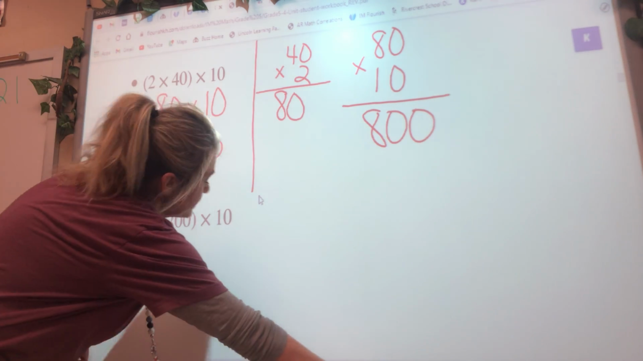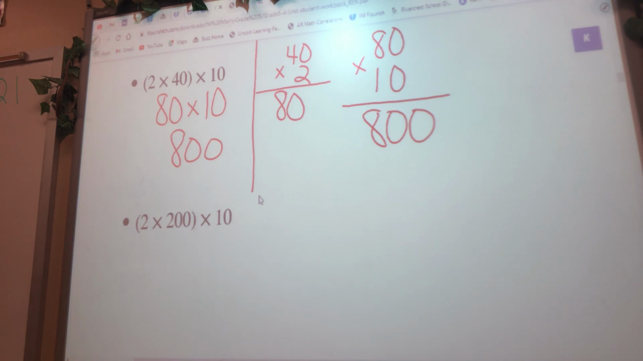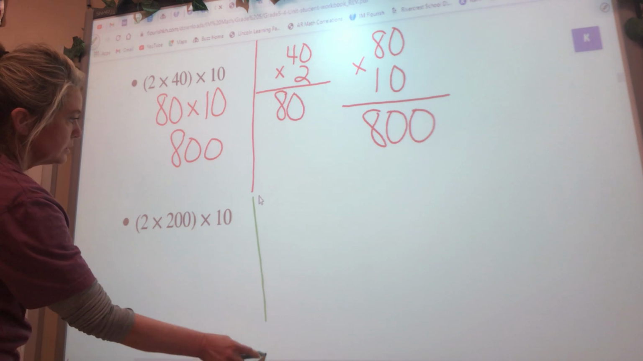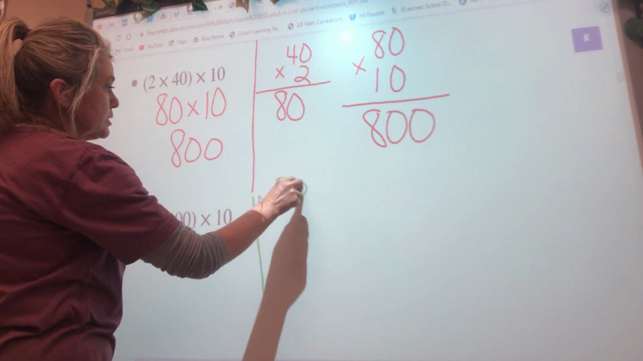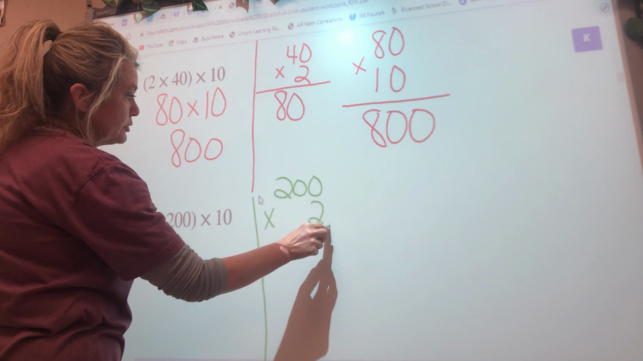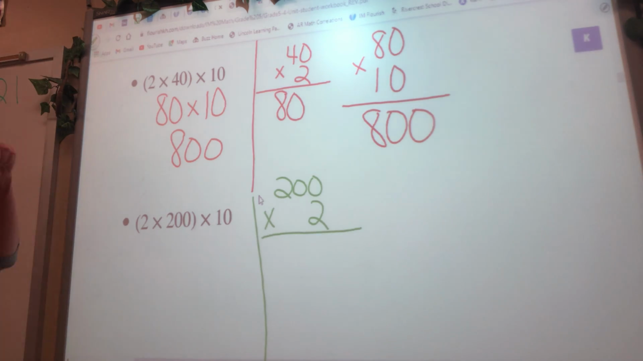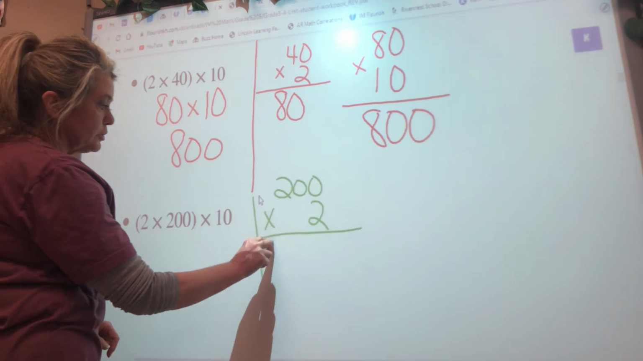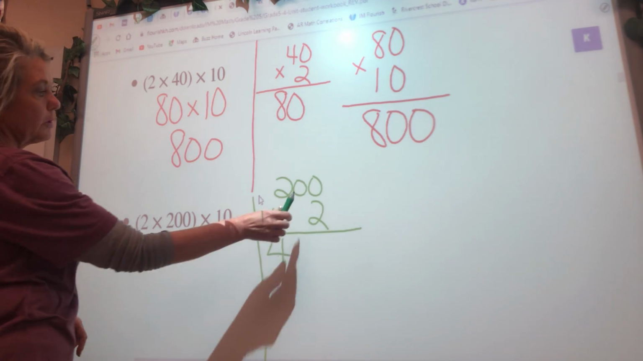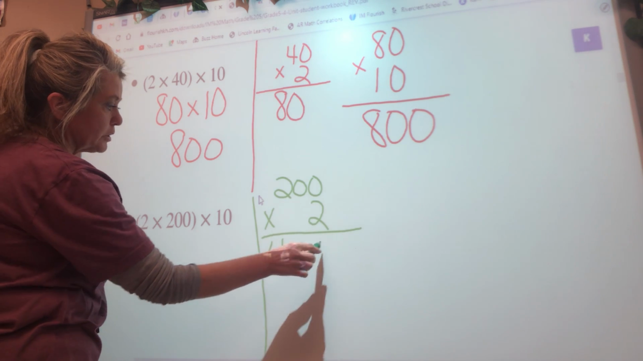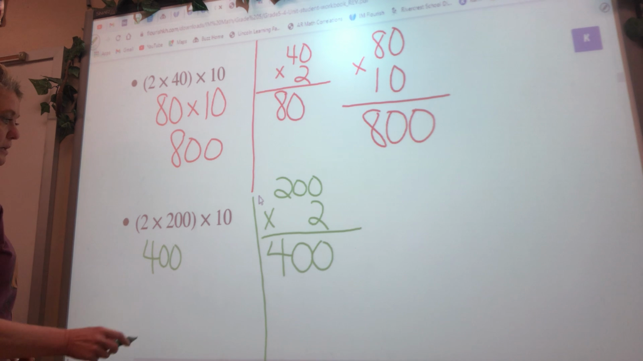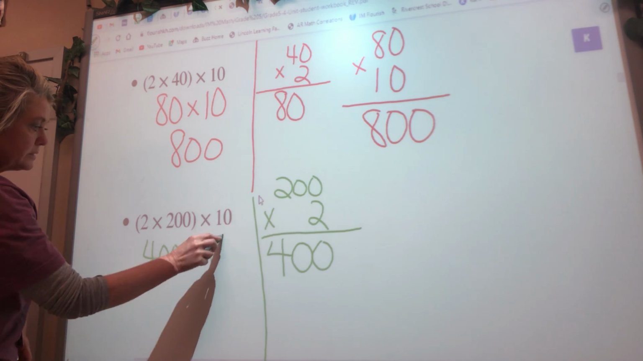On the next one, the same concept, we're just working with higher multiples of 10. So inside the parenthesis, we have 2 times 200. So we would have 200 times 2. We always put the big one on top. We can multiply the whole number parts that we see. 2 times 2 is 4. And we're working with 2 multiples of 0. So 400 is going to come out of that parenthesis, and we're still multiplying that times 10.